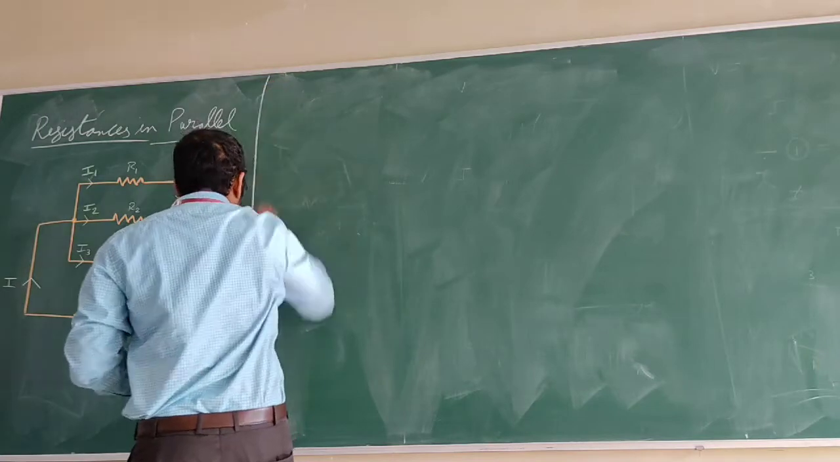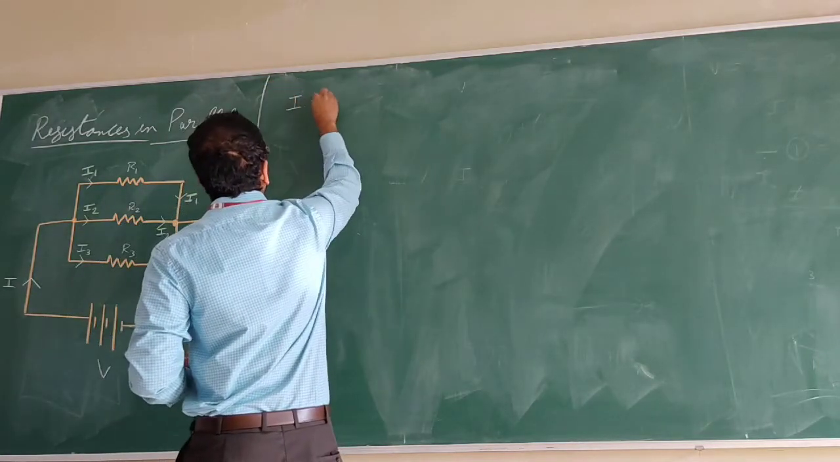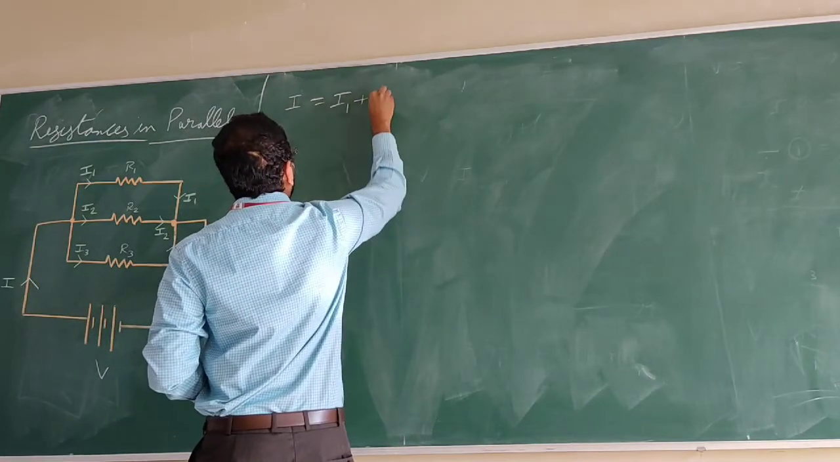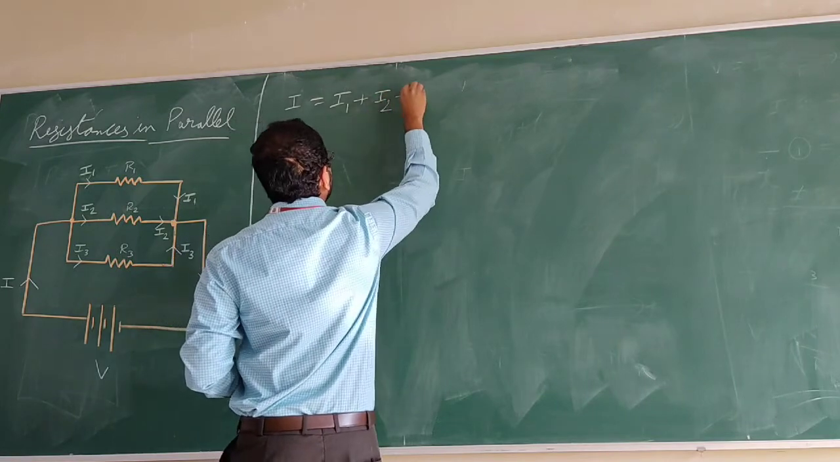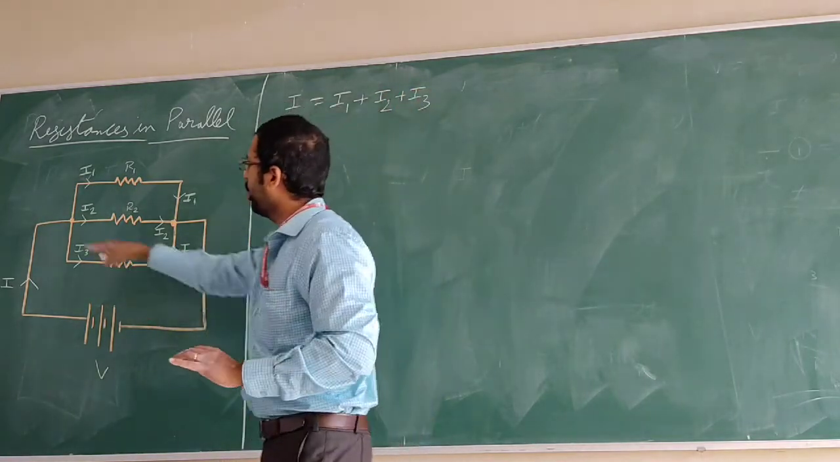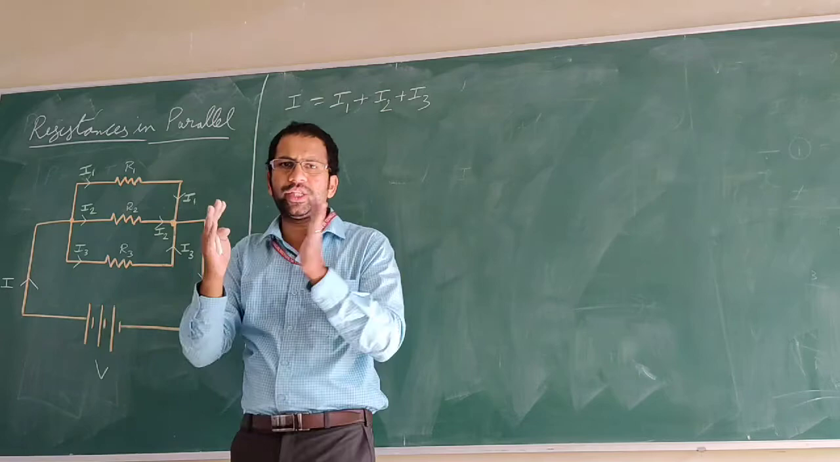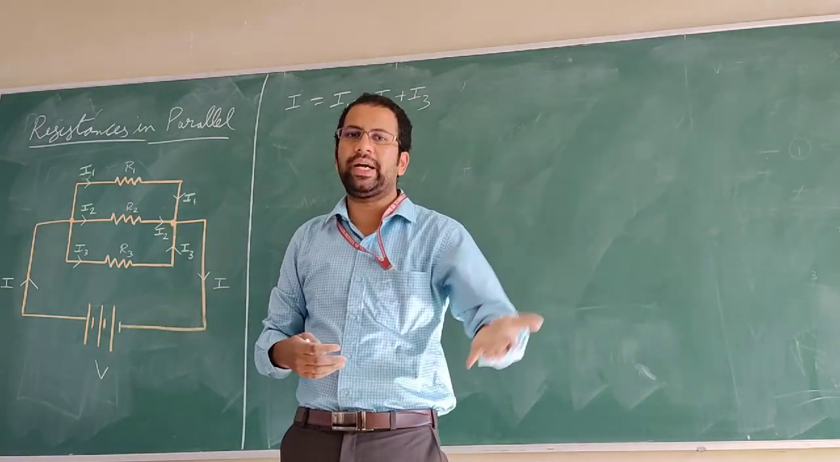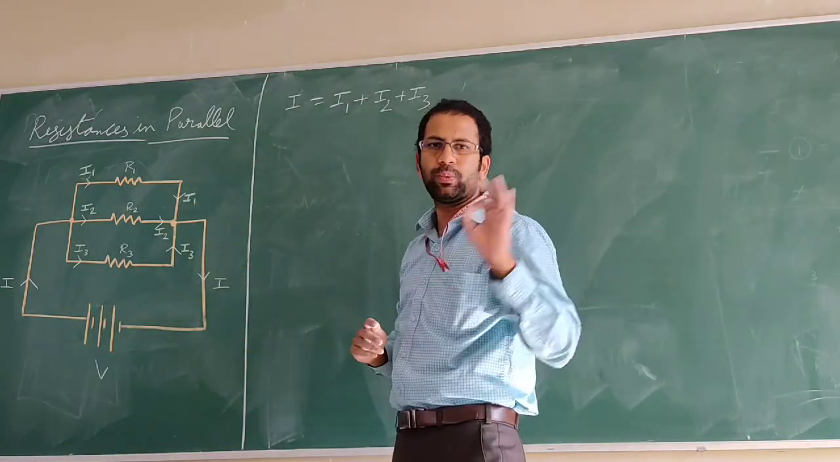Hence, you can say that I is equal to I1 plus I2 plus I3. You can see this over here. First, the current got divided into I1, I2 and I3. Again, when I1, I2 and I3 are added, you get the total current I. So you get I is equal to I1 plus I2 plus I3.